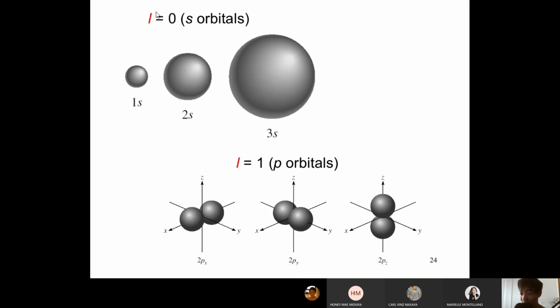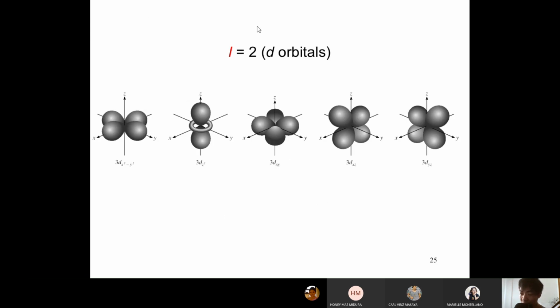So kapag L is equal to 0, isang shape lang yung kaya gawin na. Kapag L is equals to 1 or p orbital yon, it can form 3 different shapes na. So, pwedeng nasa x, nasa y, nasa z orbital na, yung iyong electron cloud. Pag L is equals to 2, that describes the d orbital na. So ito yung different shapes na kaya niya gawin. 5 yan. And wag niyo nang kabisaduhin na.